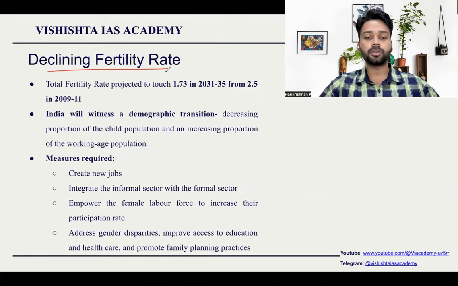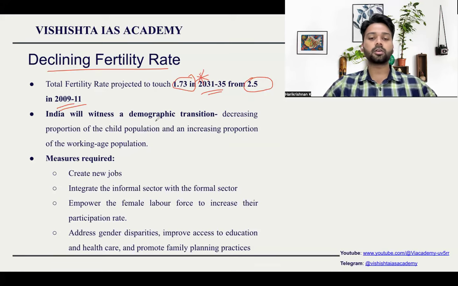If the number of children born to a woman is more than two, that means the population is exploding. Two people are there, a man and a woman, and if they are creating more than two children, the population is going to increase. So the total fertility rate should be less than two. In 2009-11, it was 2.5. At present, it is 2. And it is predicted that by 2031, it will be 1.73. This point is very, very important because it is going below 2.